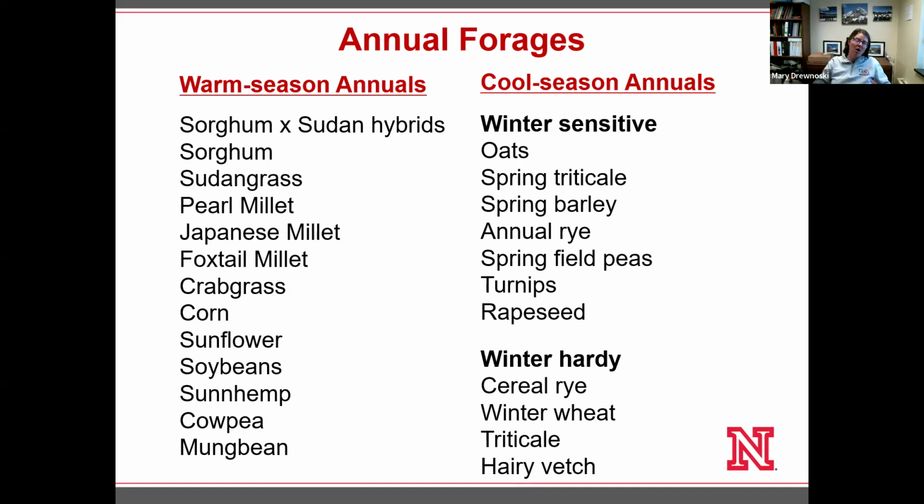So our warm season summer annuals, I think most people are familiar with sorghum Sudan. They can produce a lot of biomass, typically with very little water, to be honest. Warm seasons are quite good at growing with a very small amount of water, which is awesome. They can also be quite high quality if you keep them immature, or they can be very low quality.